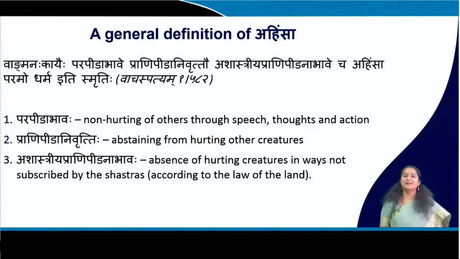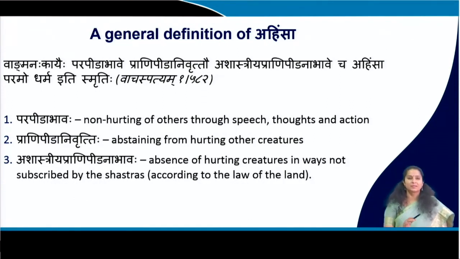अद्य वयम् अहिंसायाः लक्षणानि द्रक्ष्यामः. अस्तु, तर्हि what's the general definition of ahimsa? It says वाङ् मनः कायैः परपीडाभावे प्राणिपीडानिवृत्तौ अशास्त्रीयप्राणिपीडनाभावे च ahimsa paramo dharma iti smritihi.